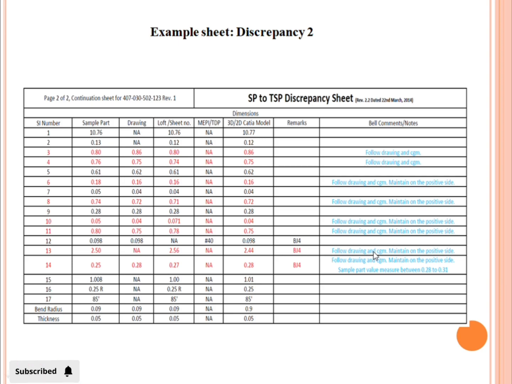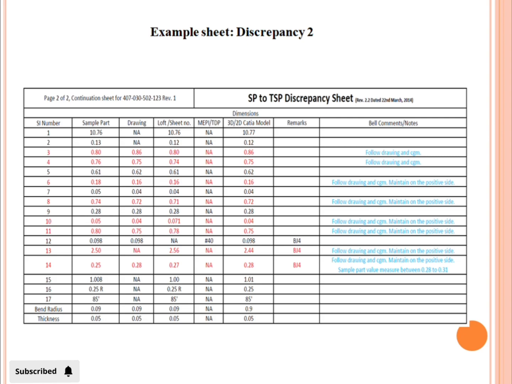Positive side in the sense, let us consider the datum line. Below the datum line it is considered the negative side, and above the datum line it is considered the positive side. And for the 14th process, he has mentioned to follow drawing and CGM, maintained on the positive side, sample part value measured between 0.28 to 0.31. Means he has given some standards, 0.28 to 0.31. For example, let us consider a rivet hole. He has given a range of 0.28 to 0.31.